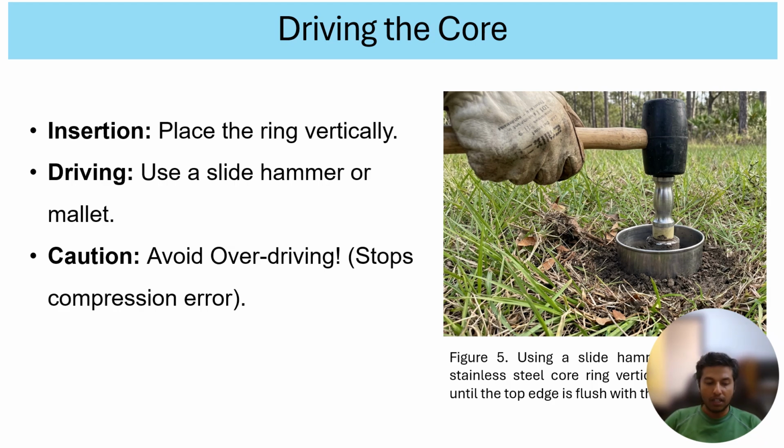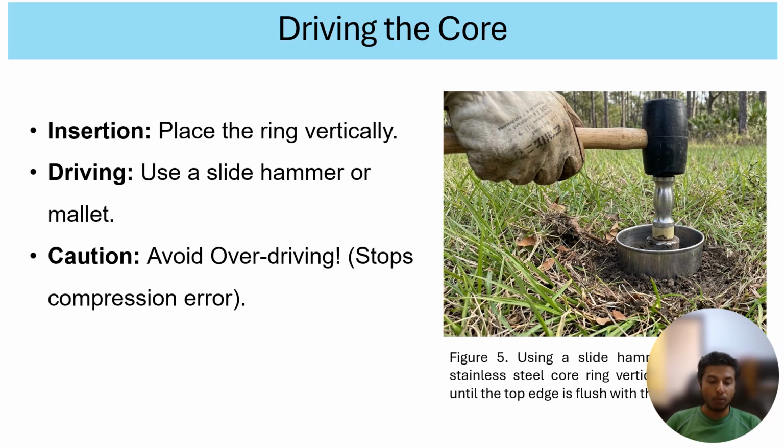Once the surface is leveled, we can take the metal sampling ring and place it vertically on the exposed soil. Then, using the slide hammer or the wooden block or the mallet, we can begin driving the ring straight down.